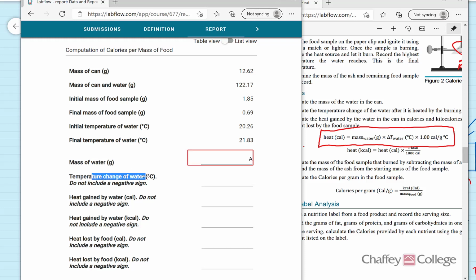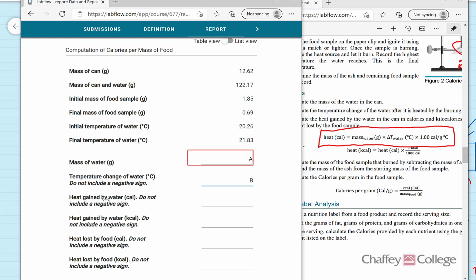Temperature change of water means after absorbing the heat, how much was the change in temperature. Remember, before heating the temperature of water was 20.26, after heating is 21.83. So we can calculate the change in temperature by subtracting: 21.83 minus 20.26. You use your calculator and find the value, plug in that value. I'm not going to do it here, I'm just explaining these calculations. I'm going to assume that this value comes out to be B.